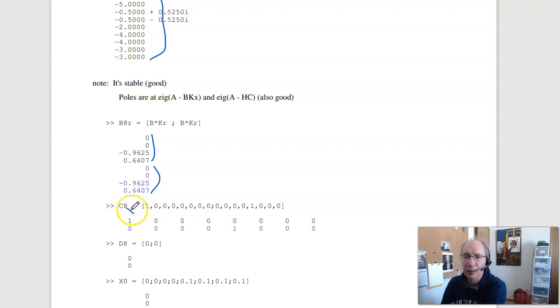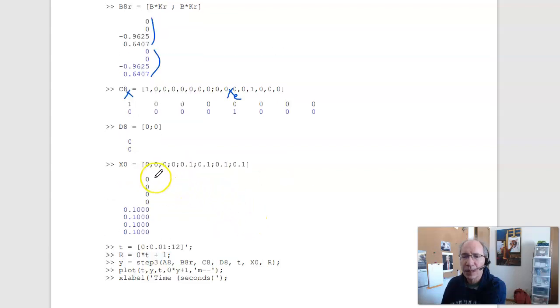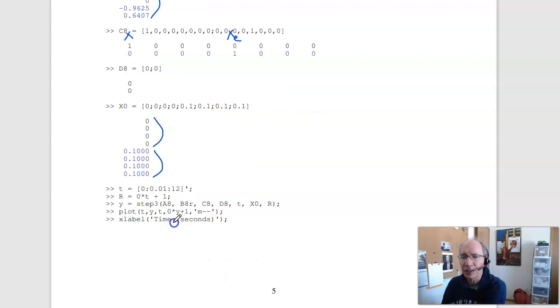And here I'm going to look at the plant's output and the observer output. For the initial condition, here's the plant, observer. If they start with different initial conditions, take the step response. And here I need to use the step3 because I have my initial conditions right here. That's the function that we wrote last week. So here's the closed loop A matrix. It's now 8 by 8. B matrix with respect to r, C and D. Take the step response.